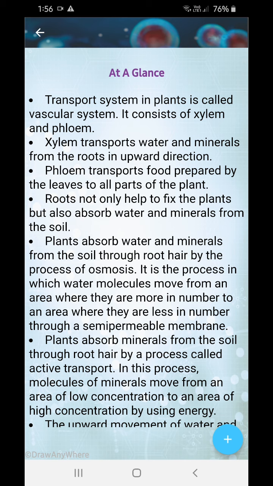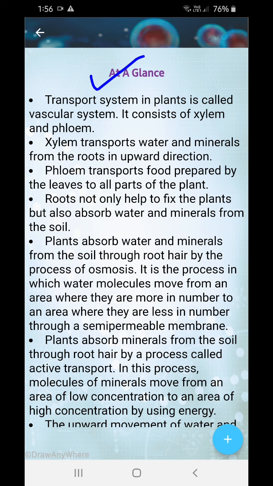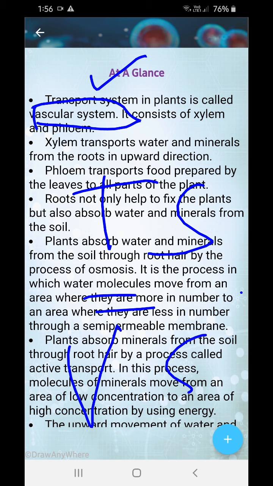So, transport system. Let's choose the blue color. Now, at a glance, transport system is called the vascular system. So, this whole transport system is equal to the vascular system. So, they both are same.